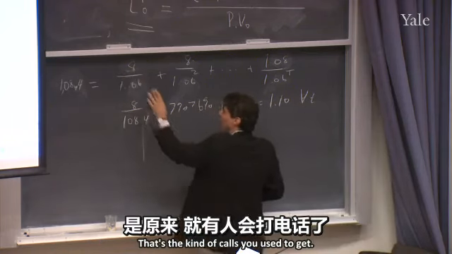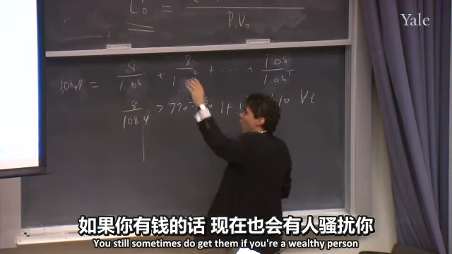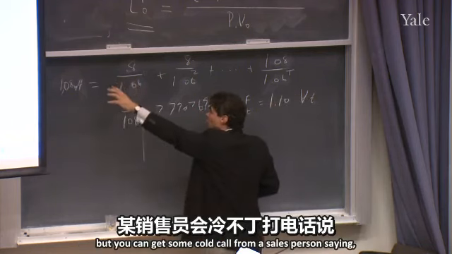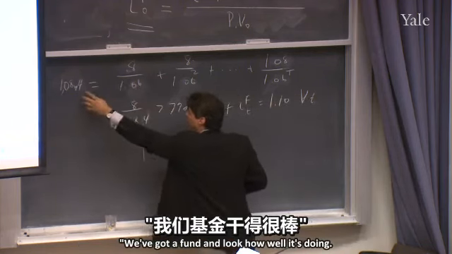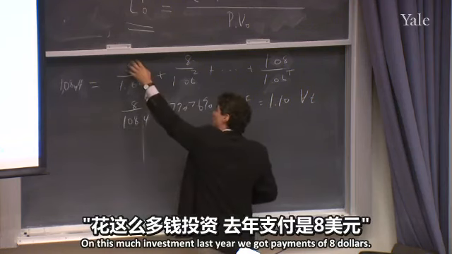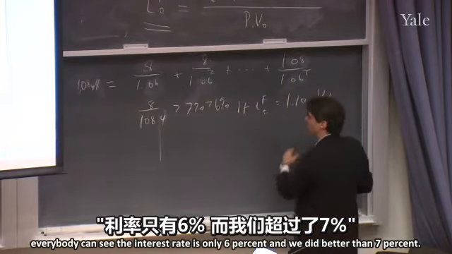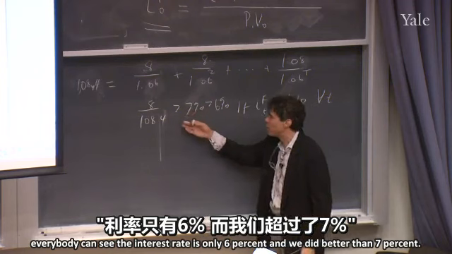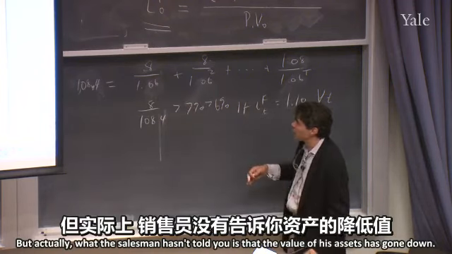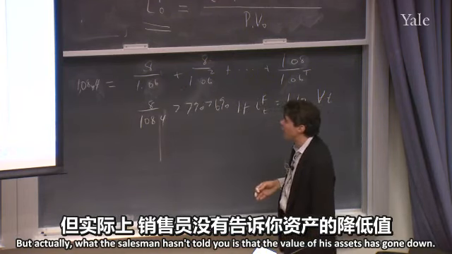That's the kind of calls that you used to get. You still sometimes do get them. If you're a wealthy person and you actually answer calls like this, which you don't, of course, but you can get some cold call from a salesperson saying, we've got a fund and look how well it's doing. On this much investment last year, we got payments of $8. That's more than 7%. And you look, everybody can see the interest rate's only 6%. We did better than 7%. We're doing great. Why don't you invest in our fund? But actually, what the salesman hasn't told you is that the value of his assets has gone down.